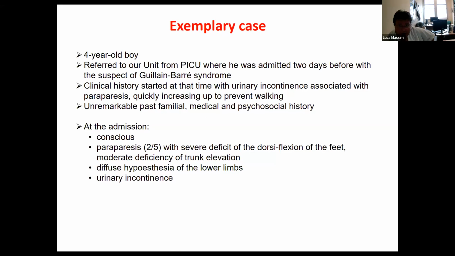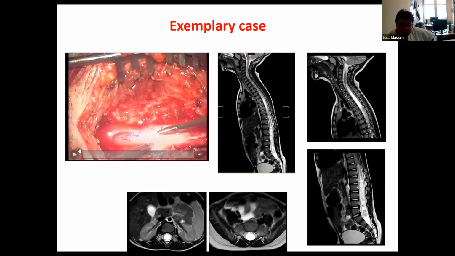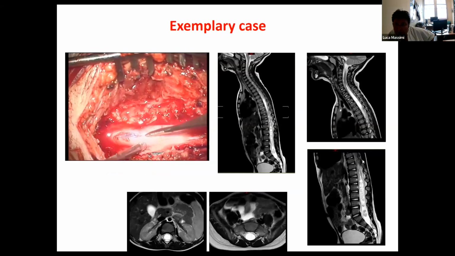And of course, it can also happen in emergency. This is a case we received some years ago. A 4-year-old boy who was admitted in emergency because of progressing paraparesis and urinary block. He was conscious, with no particular problem on the brain MRI, but the radiological picture of the spinal cord showed this very large and extensive syringomyelia.